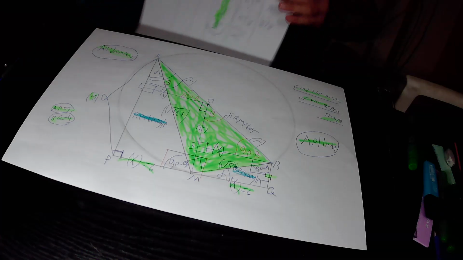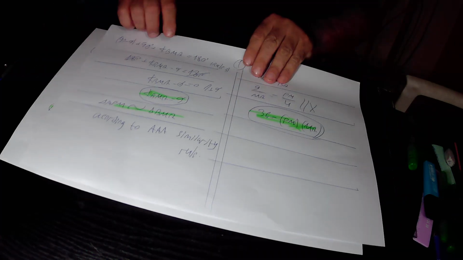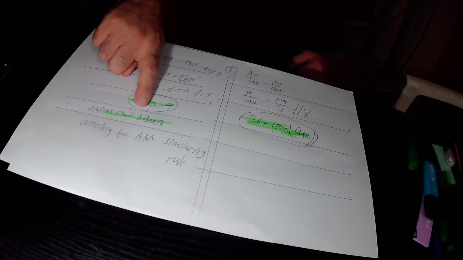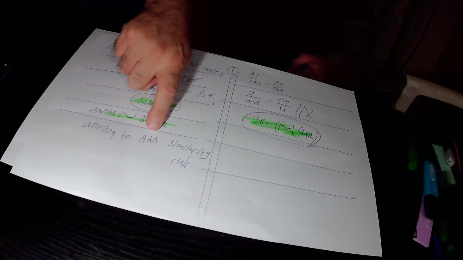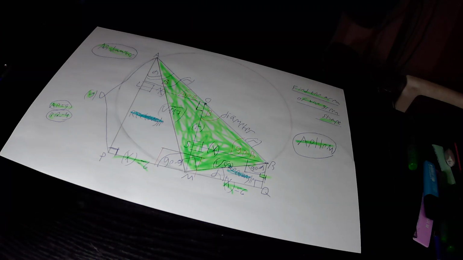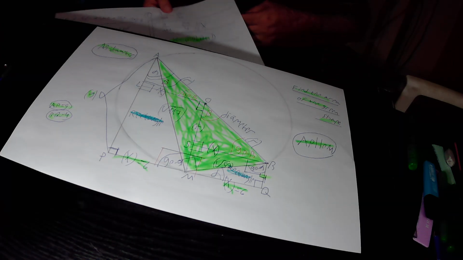We found that the big right triangle APM is similar to the small right triangle BMQ according to the angle similarity rule. And from the fact that those two right triangles are similar to each other, we will derive that the following relationship exists between their sides.